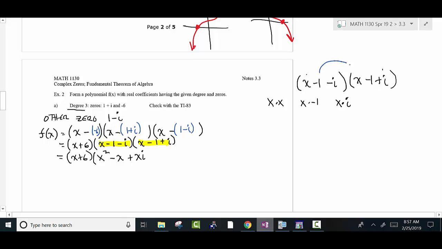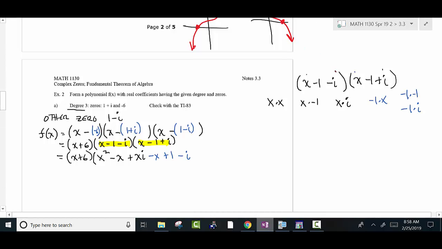So now I do negative 1 times x, which is negative x again. Then I do negative 1 times negative 1, which is positive 1. Then I do negative 1 times i, which is negative i. Now we're probably going to have some stuff canceling out when we do this. So I got that. Now I have to start over again and do the i part.